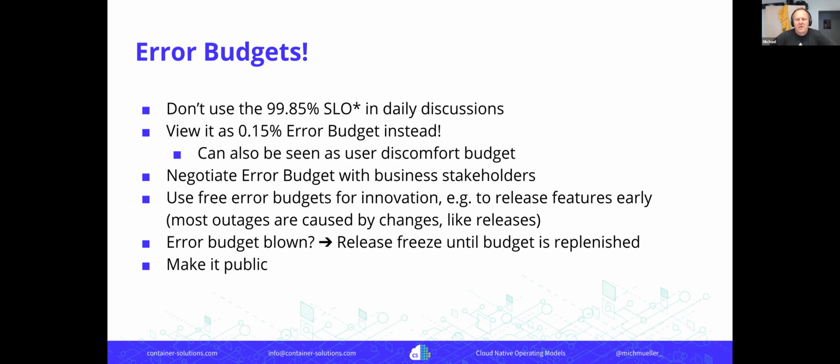It's basically also the discomfort that I accept and that my users accept. So if I am 0.15% of the time down, well, it's acceptable. At least I expect that my users accept it.